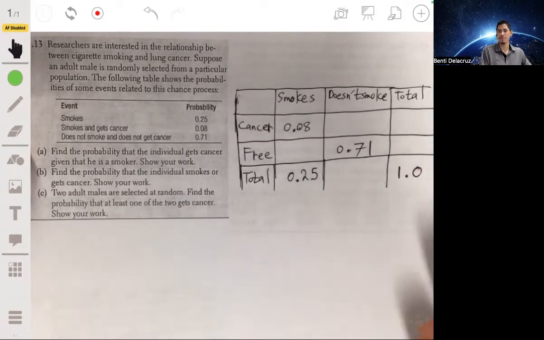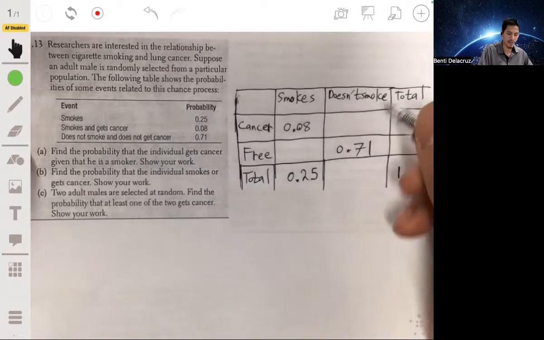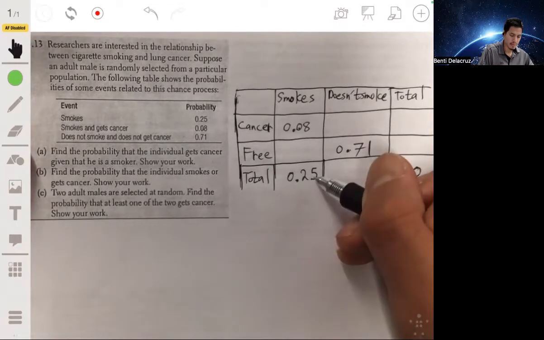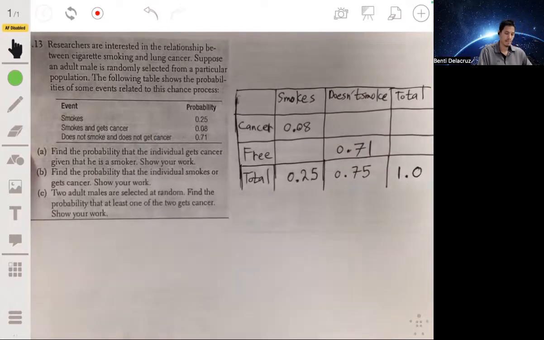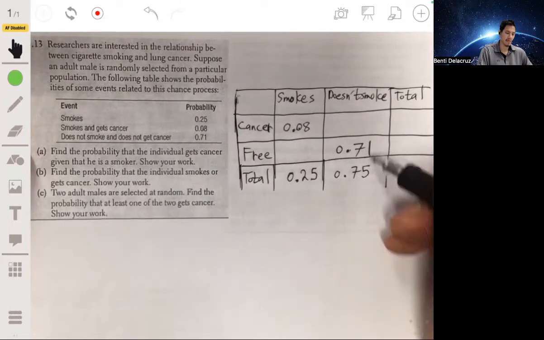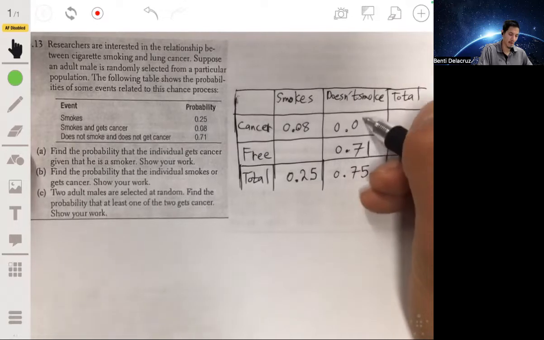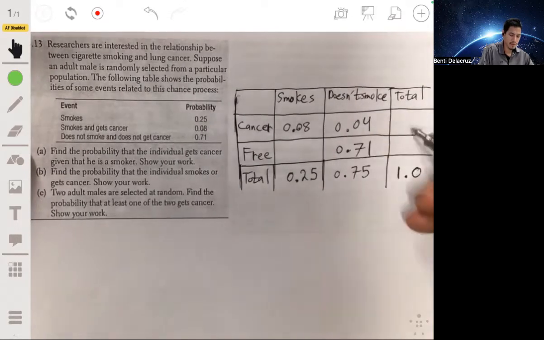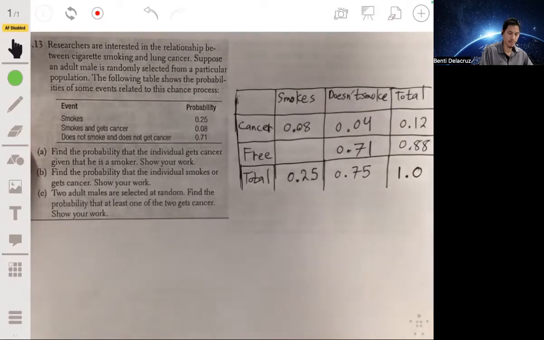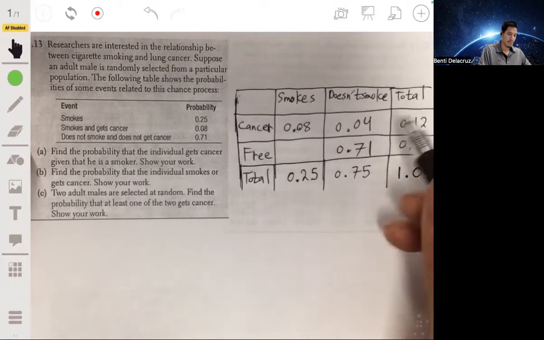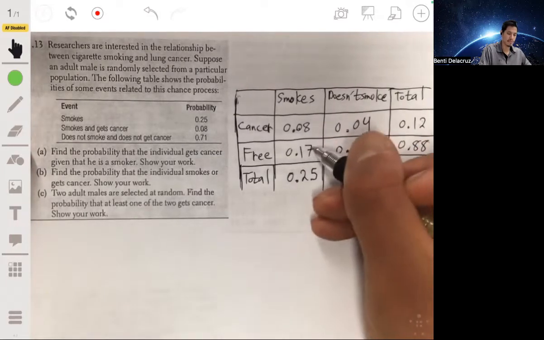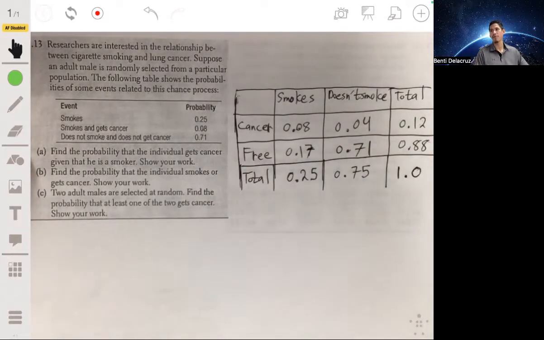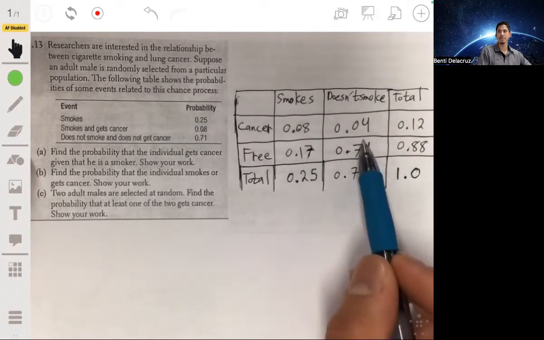Now from here, we just do some basic, elementary addition to figure out the rest. What added to 0.25 gets 1? That'll be 0.75. And then what added to 0.71 gives you 0.75? That'll be 0.04. 0.04 plus 0.08 will be 0.12. 0.12 plus 0.88 is 1.0. And then 0.08 plus what gives you 0.25? That'll be 0.17. And now you have all the probabilities of the four possible events.